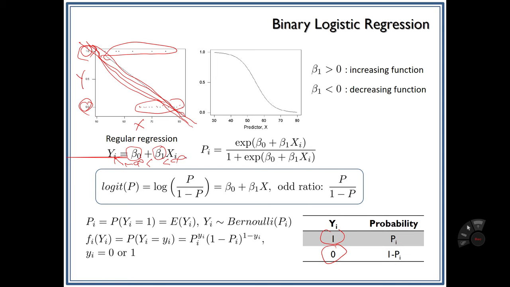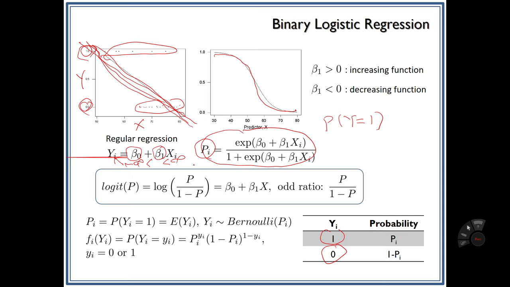So instead of this regular regression, in this case where we have just two values for y, we use this kind of S-shaped curve. That S-shaped curve can be drawn by this formula. Here P is the probability that y becomes 1.